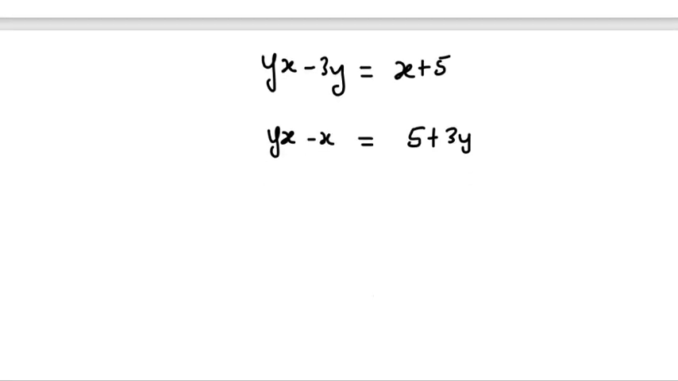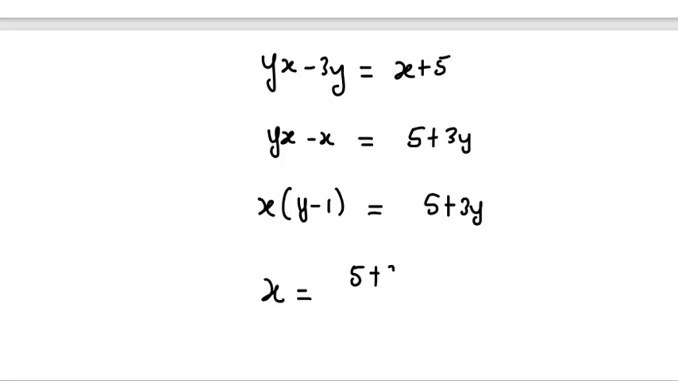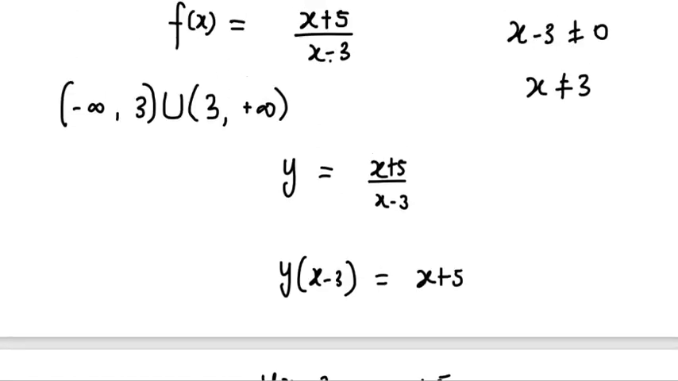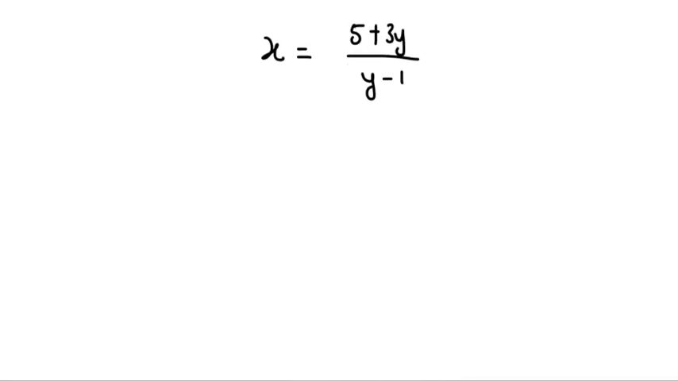Remember, we're solving for x in terms of y. So at the left hand side, we can factor out x. It is common, right? So we get x times y minus 1, and this will be equal to 5 plus 3y. Now divide both sides by y minus 1 and we get the x value in terms of y, which is going to be 5 plus 3y divided by y minus 1. Remember the original function is x plus 5 over x minus 3.